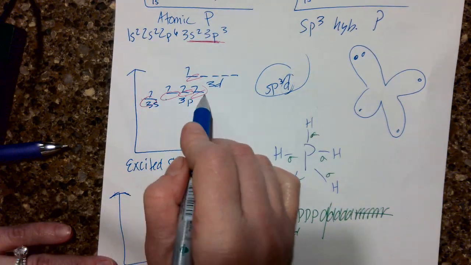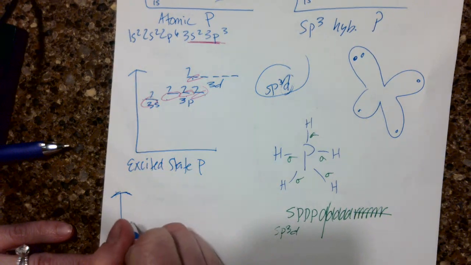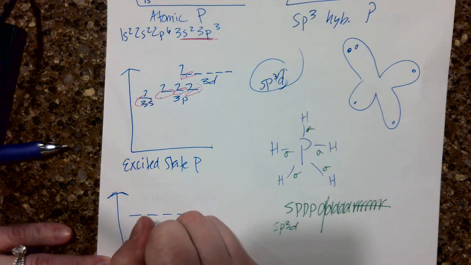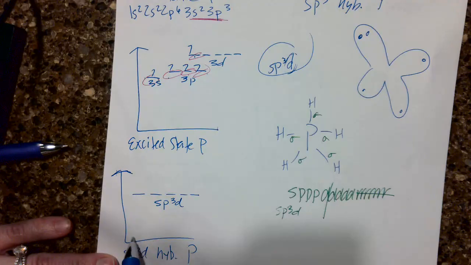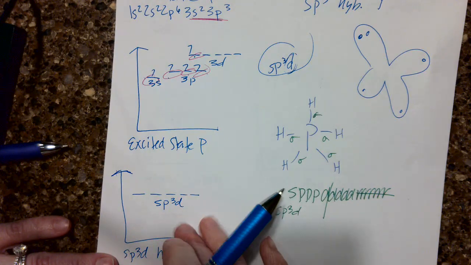And I have 1, 2, 3, 4, 5 orbitals I'm using. So I'm making 5 of these. 1, 2, 3, 4, 5. sp3d. And down here would be 1s2, 2s2, 2p6, right? Because I didn't touch those electrons. I'm just saving time and not writing out all that.